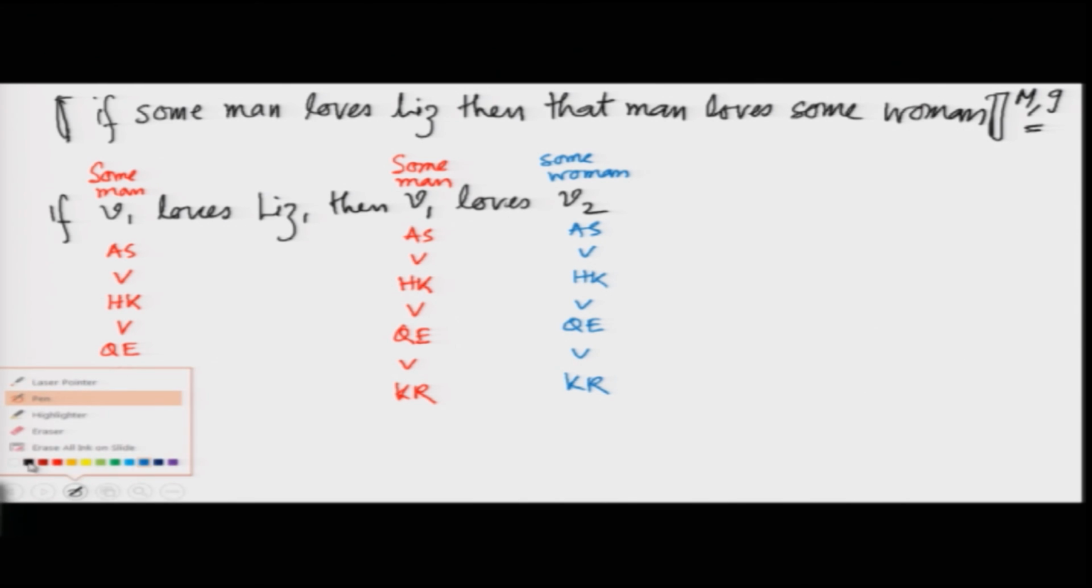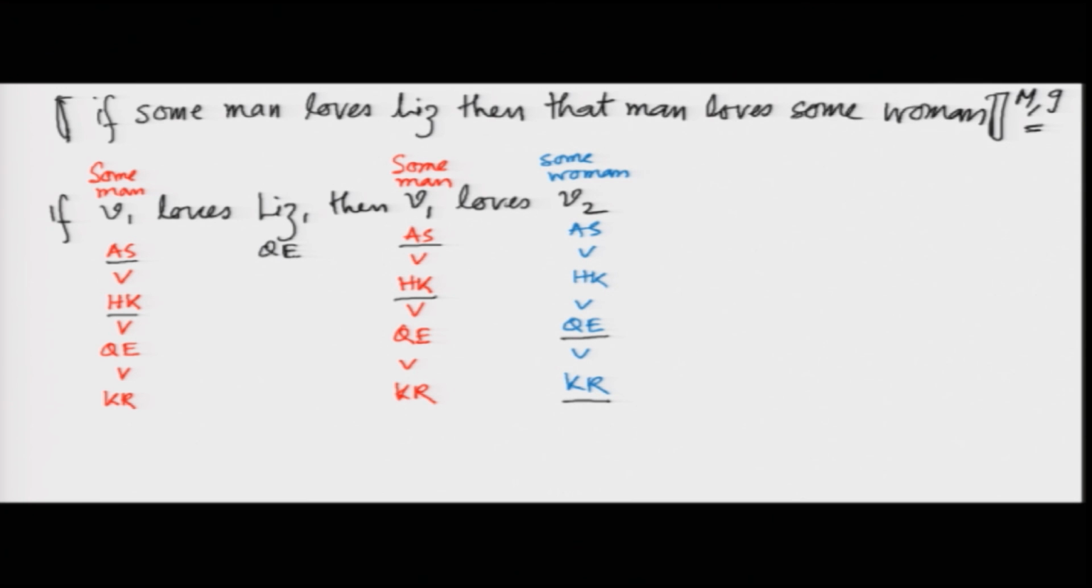It is about underlining the relevant things. So men here AS HK, and women here QE and KR. So these are the cases we need to consider. And Liz, what is the value of Liz? We know that it is plain and simple QE. Now our checking, so there are 2 checking cases here and 2 checking cases here. That is it. So, we need to go this way. This is the direction of our whole thing.